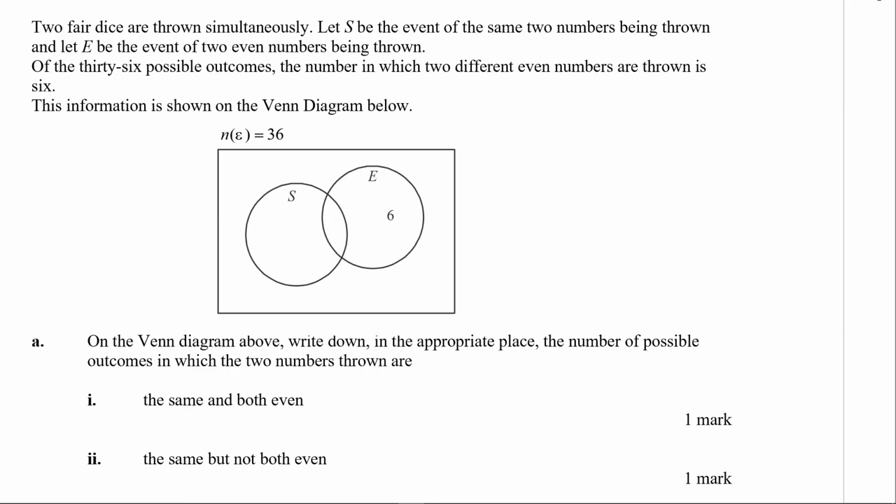Welcome. So in this video, we'll be answering this question right here. It says two fair dice are thrown simultaneously. Let S be the event, the same two numbers being thrown, and let E be the event of two even numbers being thrown. Of the 36 possible outcomes, the number in which two different even numbers are thrown is 6. This information is shown on the Venn diagram below.